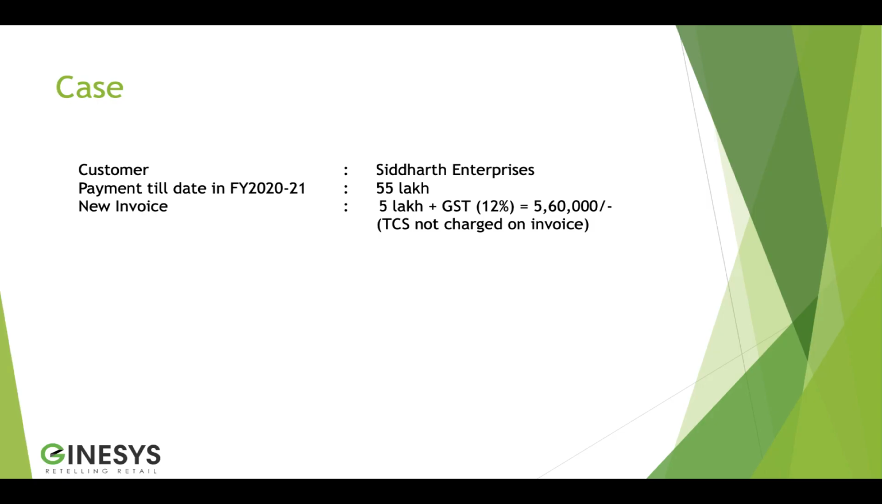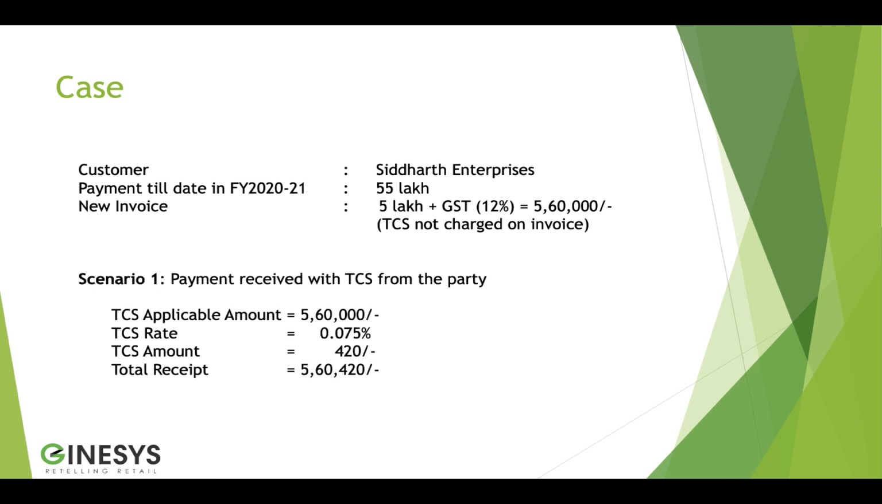Now once we receive the payment, there can be two scenarios. Scenario 1 can be that the payment we receive, the customer has sent us the TCS amount additional to the invoice amount. That is, the invoice amount was 5,60,000 and the party has remitted us 5,60,420, 420 being the TCS amount. Now let's see how we can record this in our system.